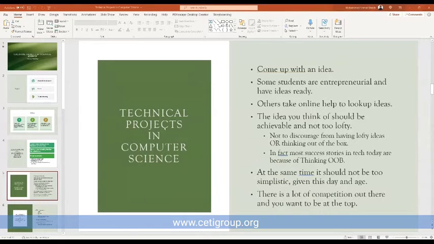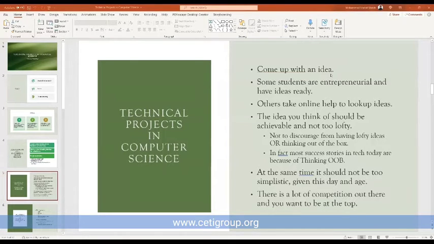So how do you go about doing technical projects in computer science? Either come up with an idea or pick up an idea from your coursework, or many people use online help to come up with an idea. I know it's not possible for everyone to conceive of a new idea. Otherwise everyone would be creating startups. Some students are entrepreneurial and have ideas ready. Others take online help to look up ideas, as I mentioned there.